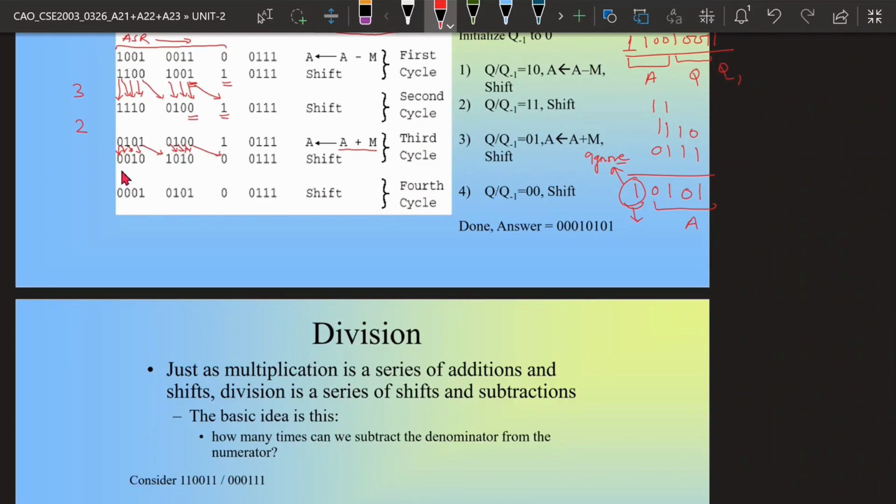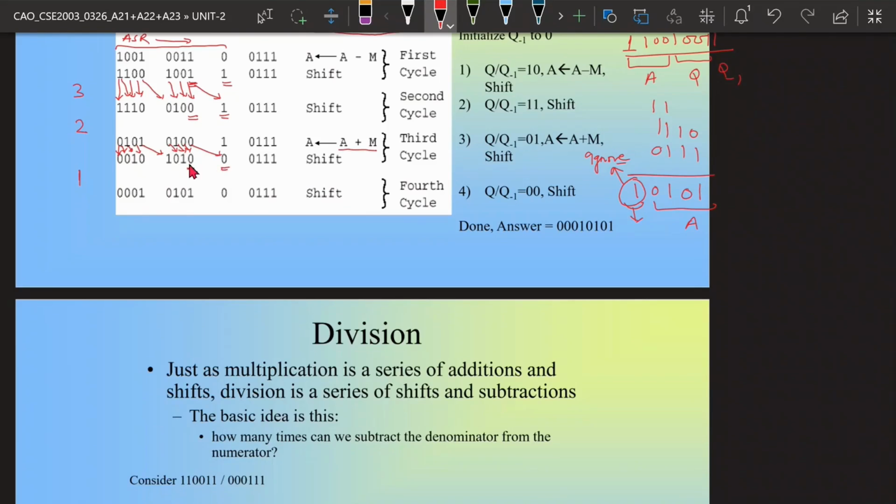So once we have done the shifting, we need to check the value of count. Count is 2, so we should be reducing it by 1. So 2 minus 1, this is 1 now. And now we should be checking the count value. Count value is not 0, so we should be continuing into the loop and checking for Q0 and Q minus 1.